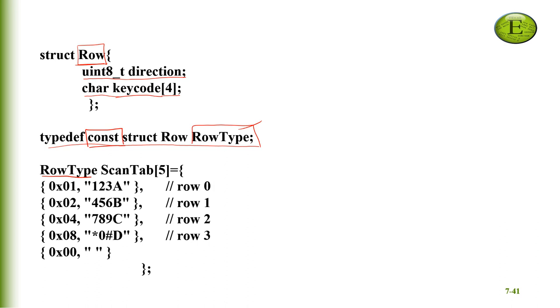So we're going to instantiate five objects of row type, and within each row struct, we have a direction and the key code. This key code information is fairly straightforward. Remember, here we have five rows: row 0, 1, 2, 3, and the last row, which we may call row number 4. Row 0 contains the keys 1, 2, 3, A. These are consistent with the schematics of the keypad. And the last row is actually a null row. It doesn't contain any key.